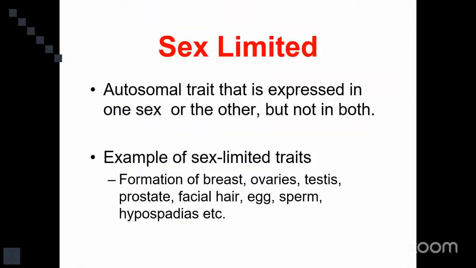Now, sex-limited is sex-limited. Remember, we say it can only appear in one sex. Classical examples: formation of breasts, ovaries in female, testes in male, prostate in males. Beard is expected to be seen only in males, even though under certain disorders, like in the case of hirsutism, you get to see women developing hair in androgen-sensitive areas. Production of eggs in the female, sperm in the male, hypospadias. These are classical instances that are seen in a particular sex and not the other.